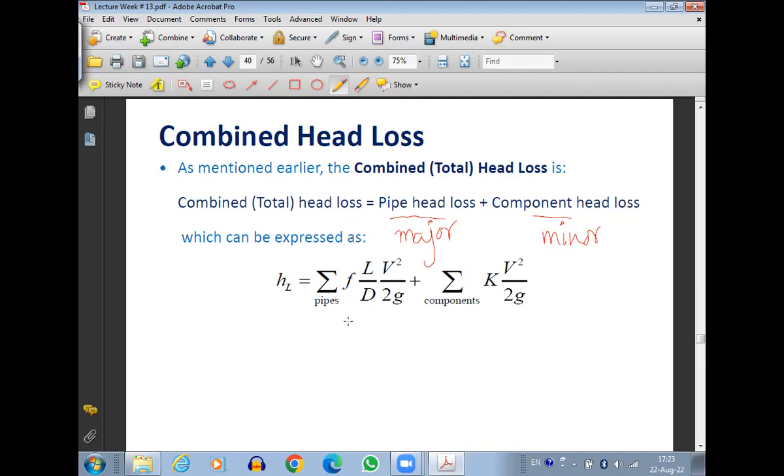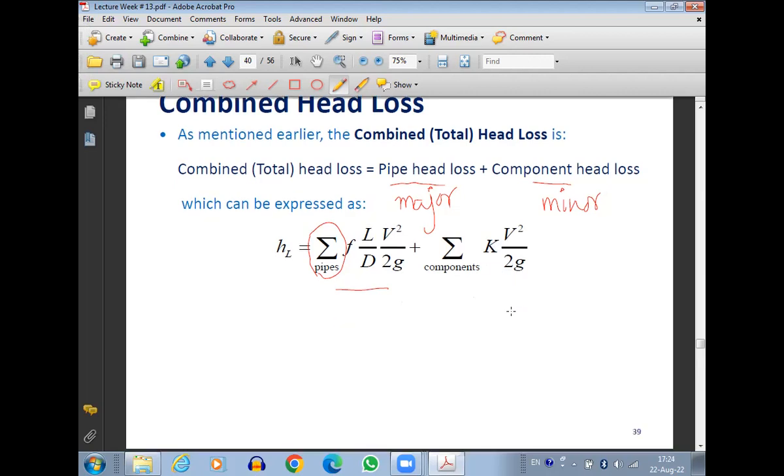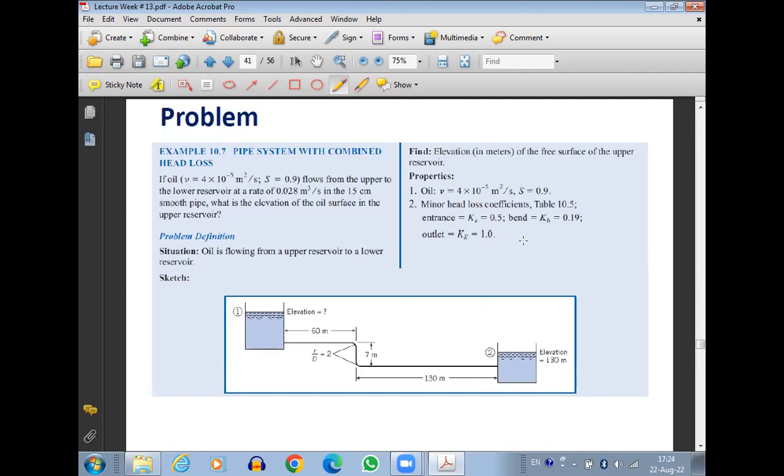For the major losses, we have to use the Darcy-Weisbach correlation. We have to use it for each and every pipe length, so that is why it is the summation over all the pipes. Then we also have to add the summation over all the components to find the minor head losses. It will be the same formulation, K V square upon 2g. So this is the formula for the combined head loss for the entire piping system. Now let's have a problem associated with it.